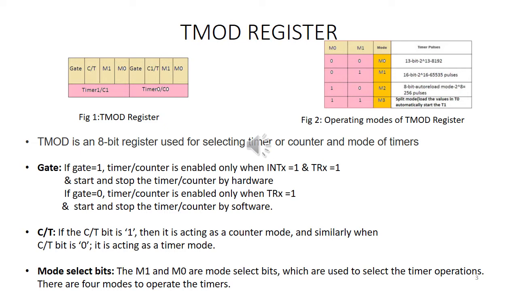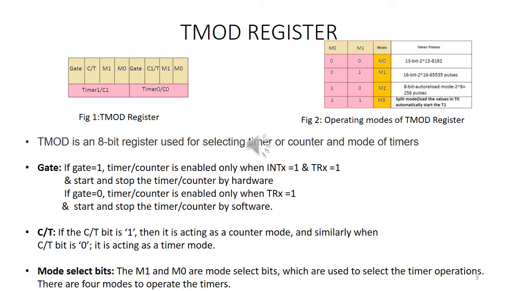Second bit is the C/T bar pin. When this bit is equal to 1, it is acting under the counter mode of operation. If this bit is equal to 0, it is acting under the timer mode of operation. Next two are the mode selection bits. M1 and M0 represent the mode selection bits.